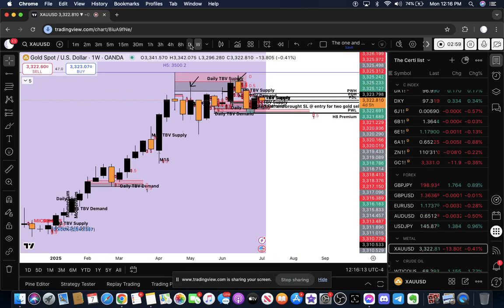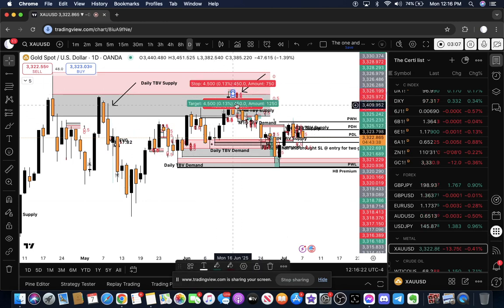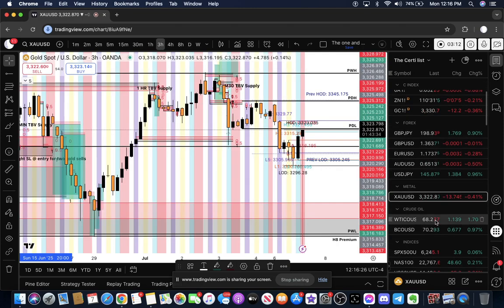Weekly structure is still bullish. Daily structure just was taken out, right? This would be the last valid lower high that led into this higher low that led into this higher high. Our price took that area out, and it looks like we could be transitioning to the downside. Let's see what happens though.